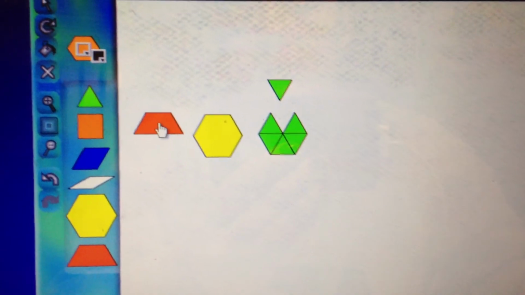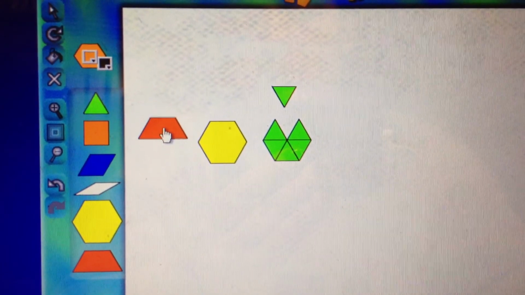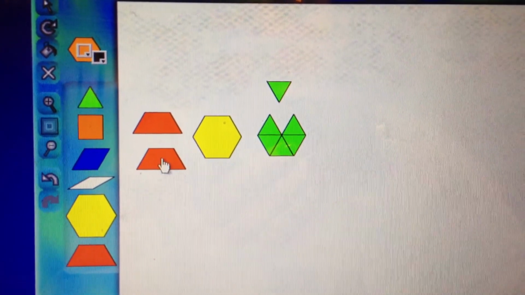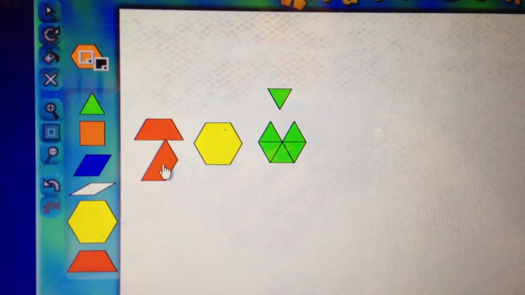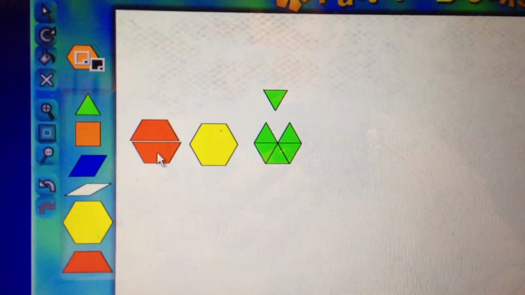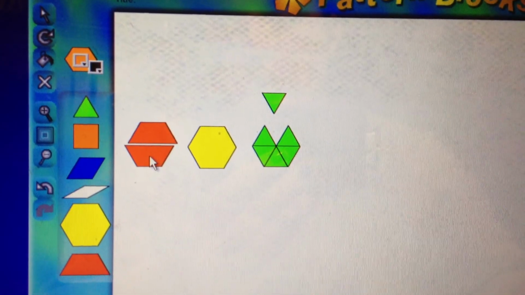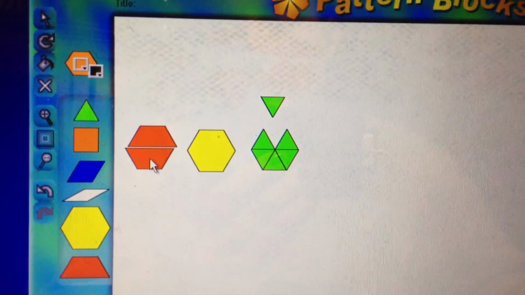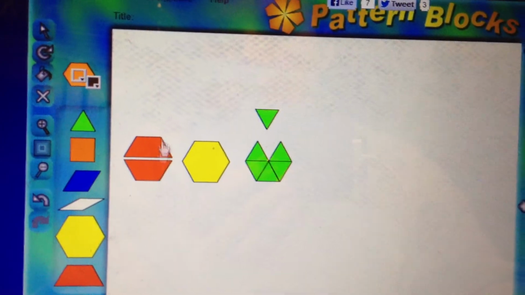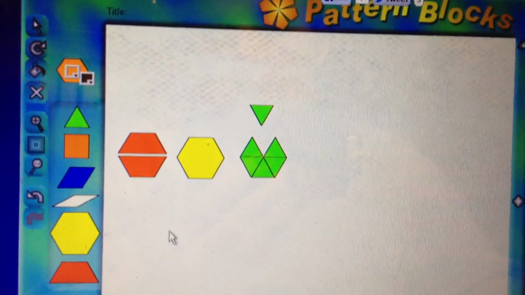How many of these trapezoids are going to fit? Since 2 of these equal 1 of the yellow shape, we know that this is 1/2. 1/2 of this.